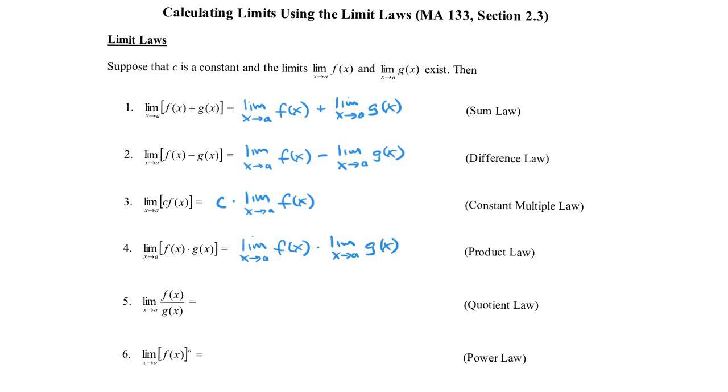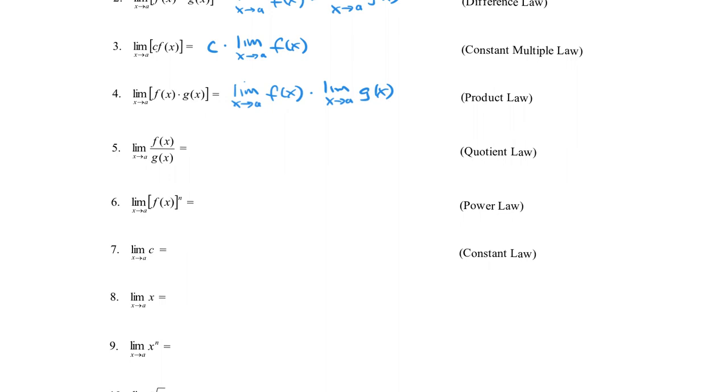And then we have the quotient law. And of course, you have to be careful here. We don't want to get division by 0. But other than that, it is what you would probably expect. The limit of the quotient of functions is equal to the quotient of the limits of these functions. And this is true provided that the denominator is not equal to 0. So we need to make sure that the limit as x approaches a of g of x is not equal to 0. If it is equal to 0, then we can't use the quotient law.